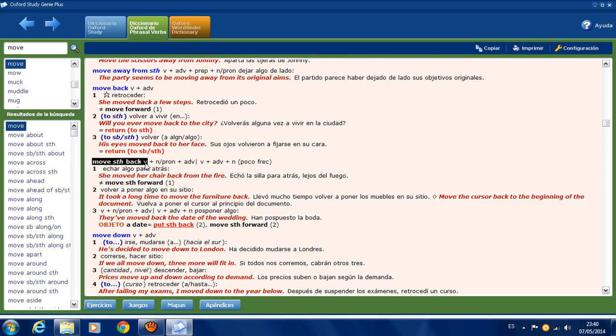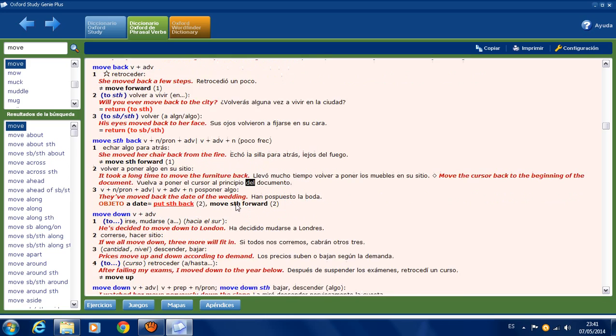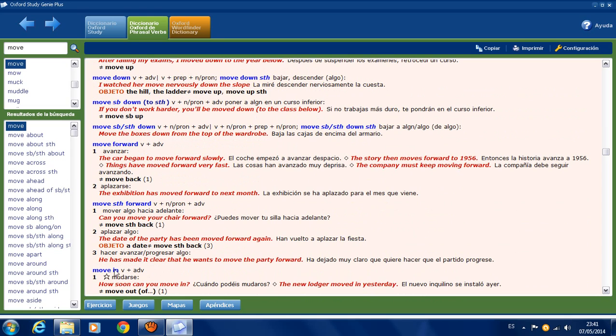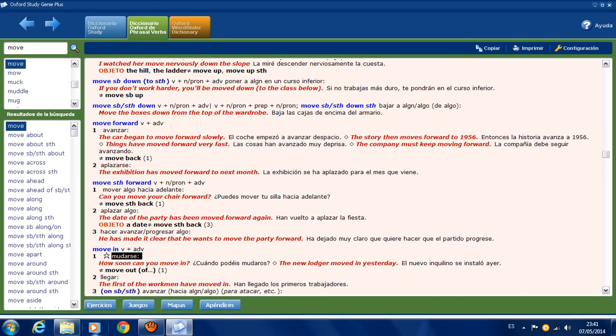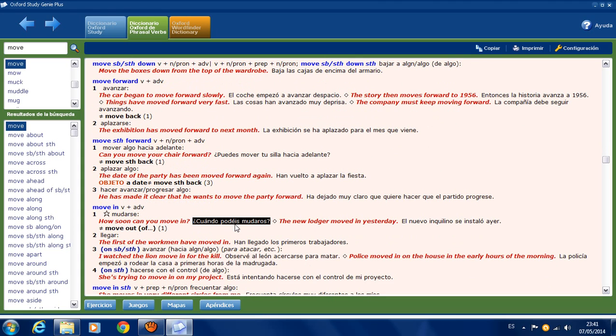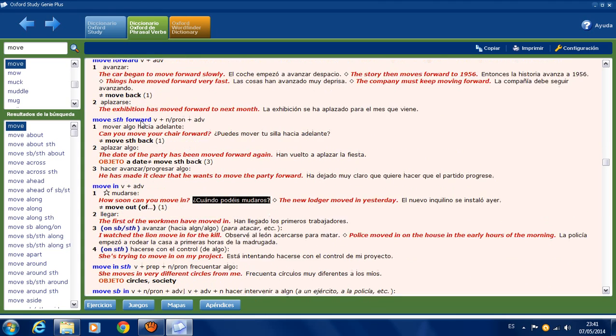Let's check this one. Move something back, which is a verb plus a noun or a pronoun plus an adjective, or a verb plus an adjective plus a noun, which is not very frequent. Let's say, she moved her chair back from the fire. Here we have them in Spanish, which is different from moving something forward. Let's talk about move in. We have the meaning in Spanish. How soon can you move in? We have the meaning in Spanish. In Castilian. Okay.